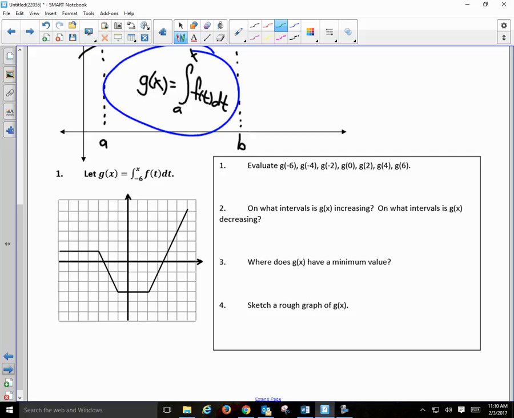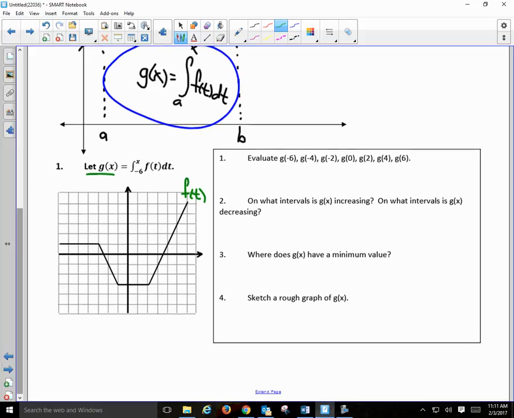Okay. So it says, let g of x equal the integral from negative 6 to x of f of t dt, where this is f of t. This you will see on the AP exam. This is an excellent problem. It looks challenging. It's not that bad. We're just going to get started with evaluating different parts of it.